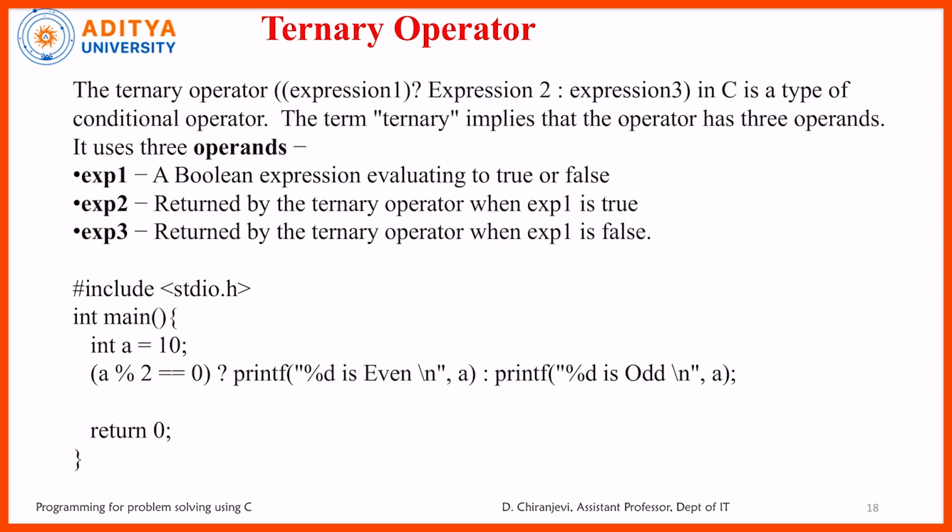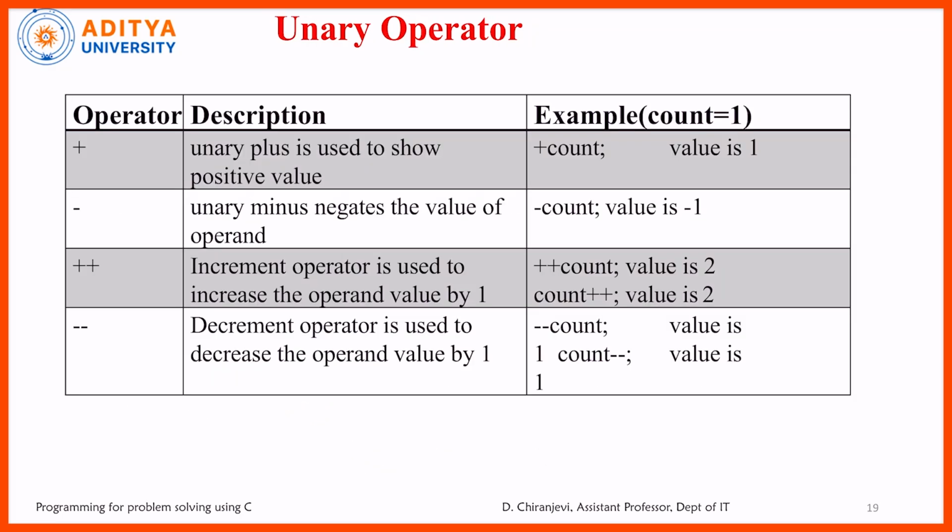So here I have taken a value 10. Now I am performing a modulus operation, a mod 2 equal to 0. So a value is 10, and 10 mod 2 result is 0. So 0 equal to 0, this is true. If this is true, control will go to expression 2. So expression 2 is this one. It will print a value, that is %d is even. So that is 10 is even. So the output is 10 is even.